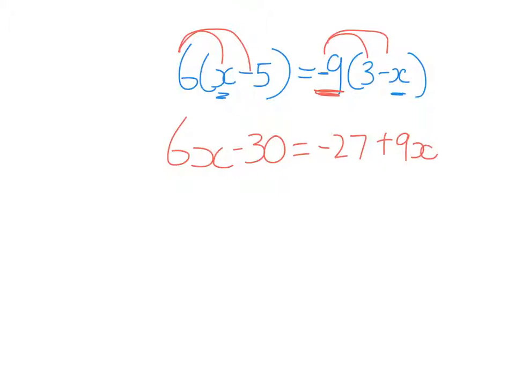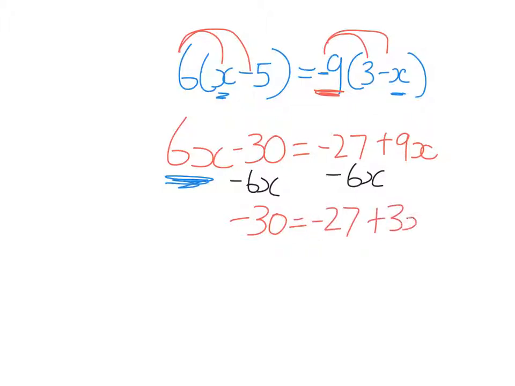Now, this equation looks like the ones we were just doing. Clearly, this one here, the 6x, is the x with the lowest coefficient. So we're going to subtract 6x from both sides of the equation. So we're left with minus 30 equals minus 27. 9x minus 6x is 3x.